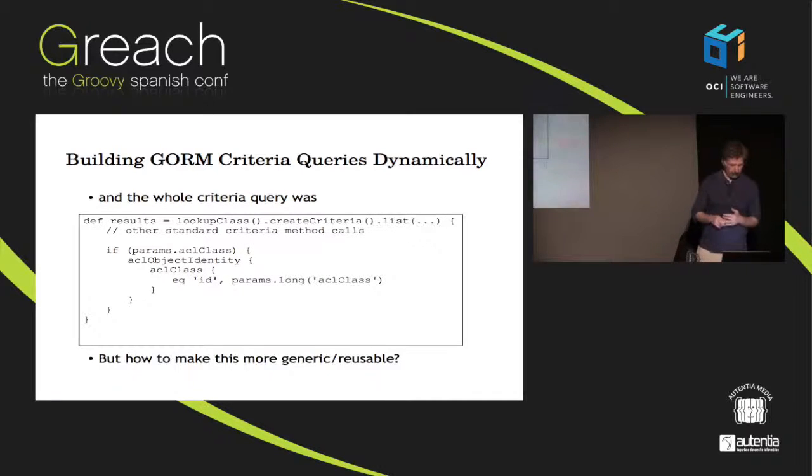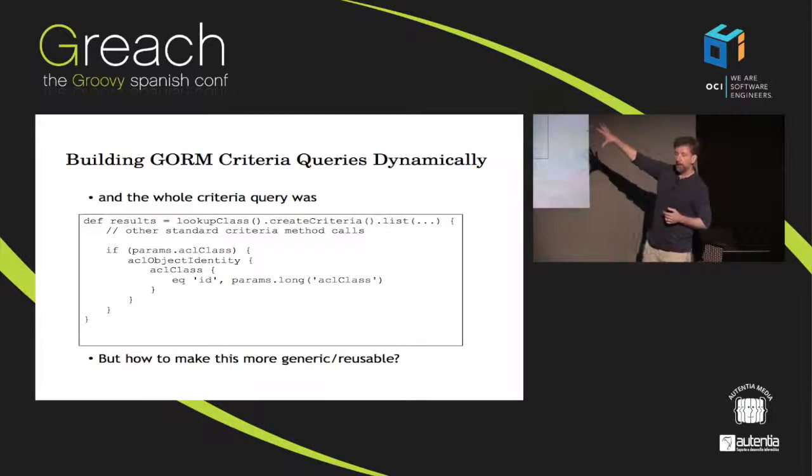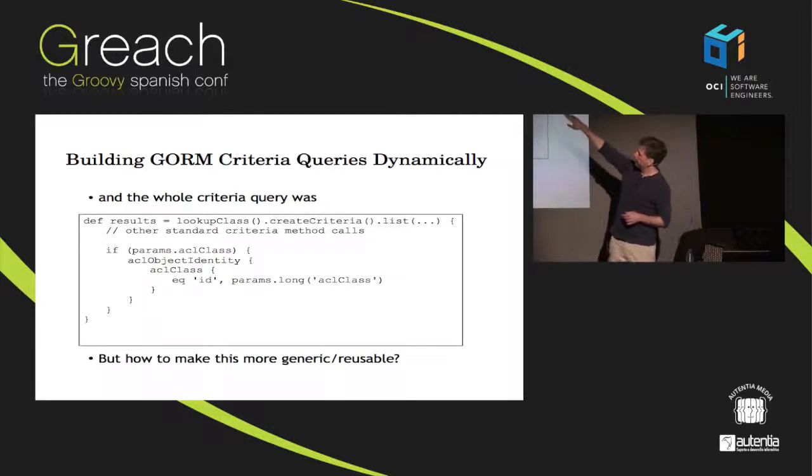So this is what the whole query ended up becoming. Like I was saying, I have that sort of DSL. So there are base class methods that give me all this stuff. So I look up the class. This is in a base class. So each controller class tells it what domain class it uses. So there's an ACL class controller that uses ACL class. There's a role class that uses role. And so you can do all the other standard criteria method calls. That's the standard query stuff. And then there's that ugly thing that I didn't like.